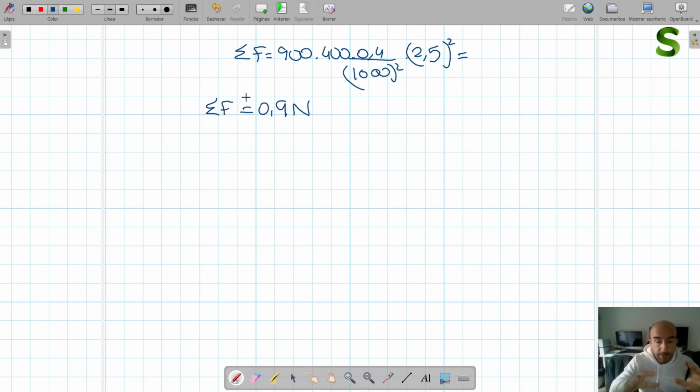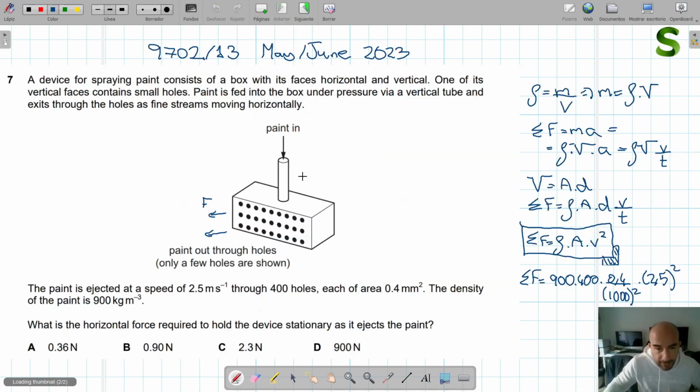So the paint pushes with a force of 0.9 newtons, so the resultant force of all the holes is 0.9 newtons. So that's what we need in order to hold it stationary. And the solution is B, which is the one that is given in the marking scheme, so that's correct.